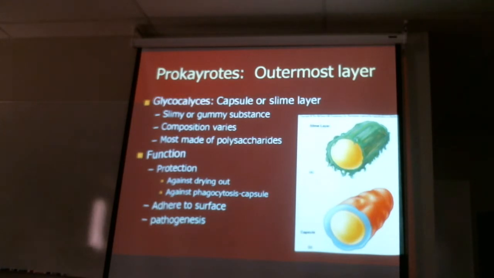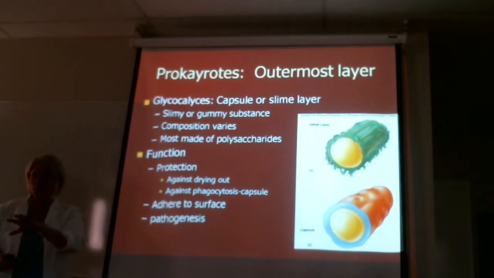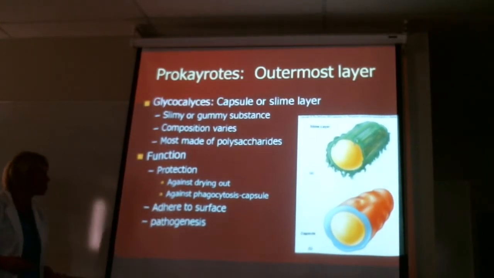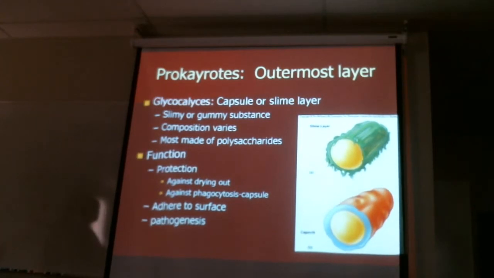Now a lot of organisms that cause, say, pneumonia or meningitis, they produce capsules, and that helps to protect them from that phagocytosis process that we do, so make sure you know that. So protection is a good function, but I'm specifically going to ask you, protects against phagocytosis. It also protects against drying out, it's for adherence, and it aids in pathogenesis.